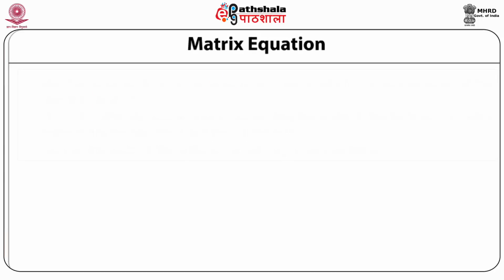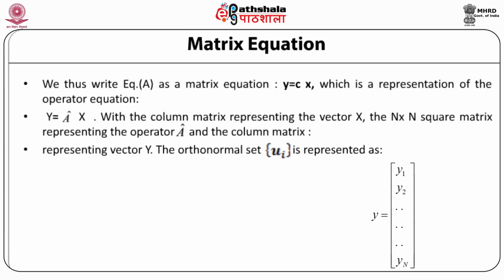Matrix equation. We can now write the equation defined earlier, yj is equal to summation over i cji xi, as the matrix equation y is equal to cx, which is a representation of the operator equation vector y is equal to operator A acting on vector x, with the column matrix representing the vector x, the n cross n square matrix representing the operator A, and the column matrix representing the vector y.